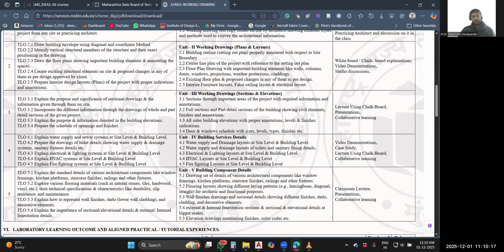Moving towards the fourth unit, which is about the building services details. The very first theoretical learning outcome out of this unit shall explain the water supply and services systems at site level and at the building level itself.